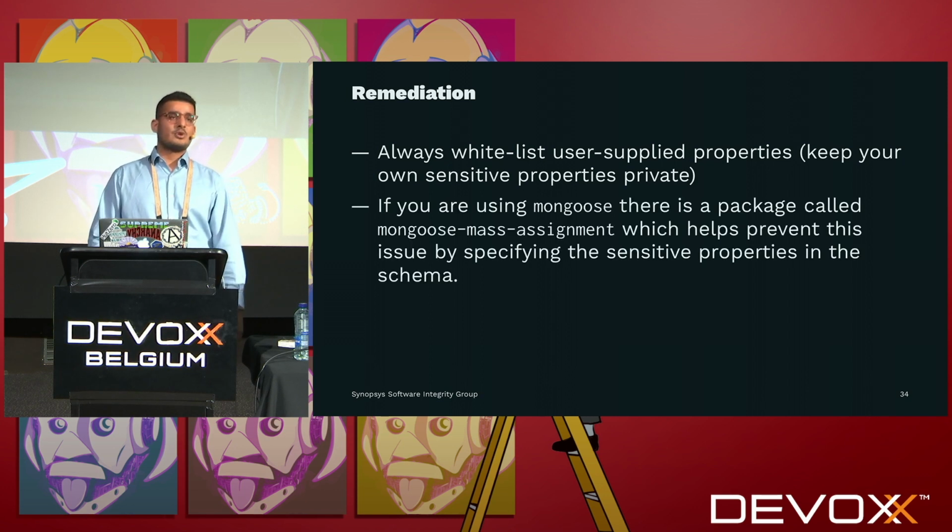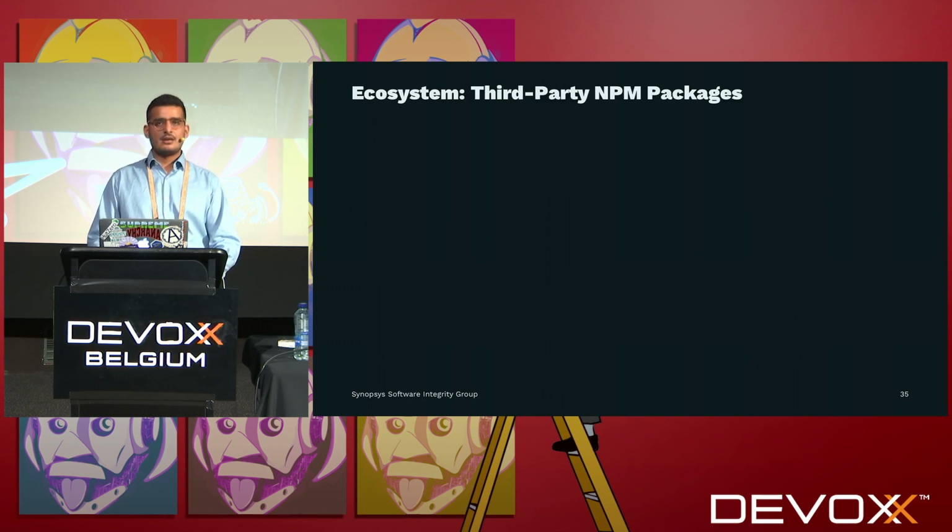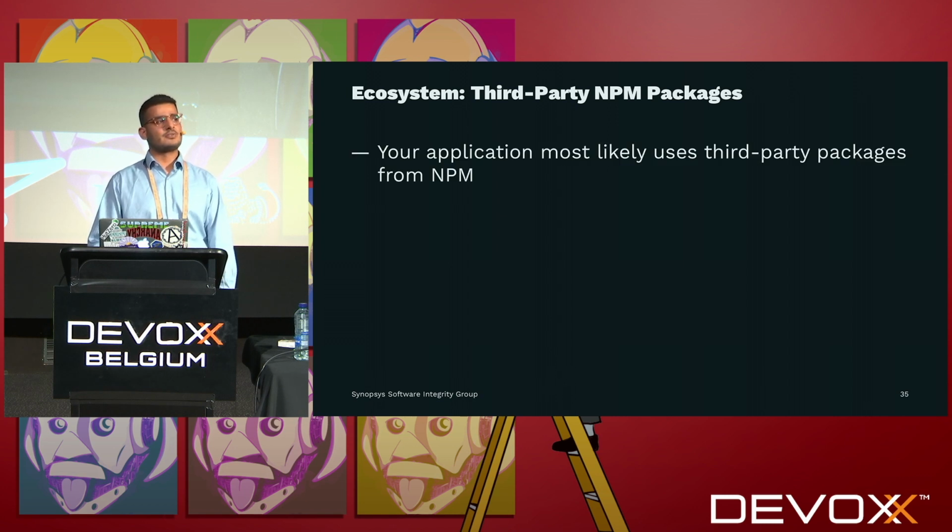And especially if you're using Mongoose, which is this driver for MongoDB in Node.js, there's actually a package called Mongoose Mass Assignment that helps prevent against exactly this kind of bug. So that really covers a lot of the bugs I want to talk about in terms of implementation. Up next, I want to talk about third-party components.